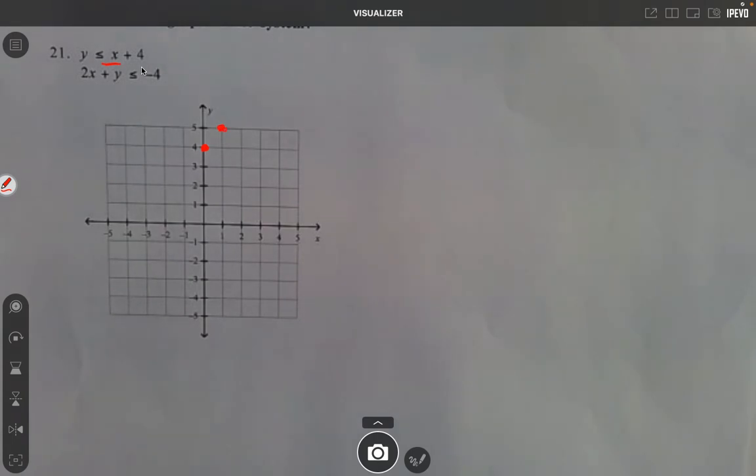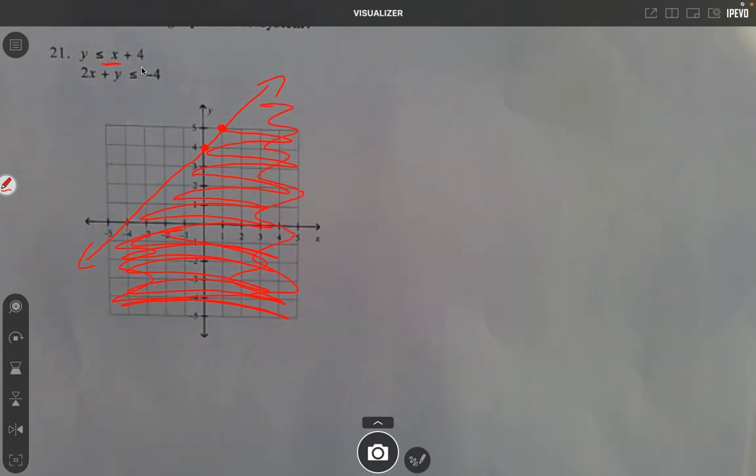Is that a dotted or a solid line? Solid. And then we must shade. So where do I shade? It says y is less than that. Down here. Okay, everybody good with that?